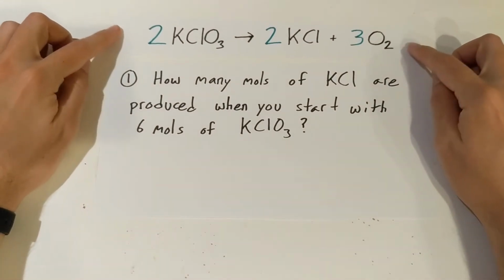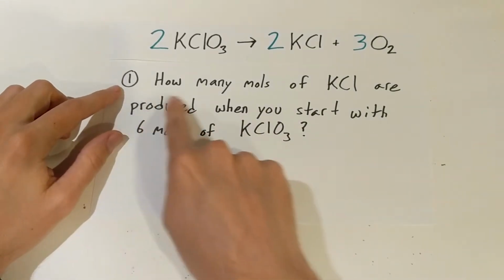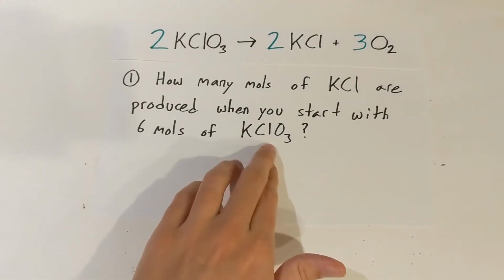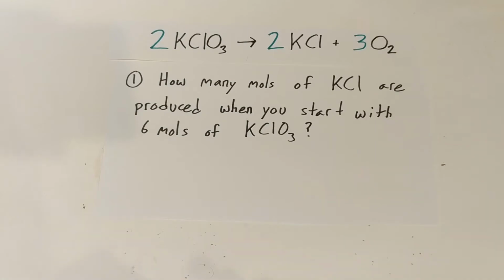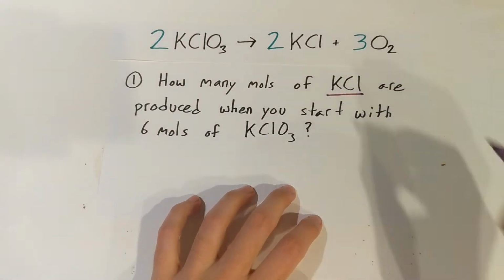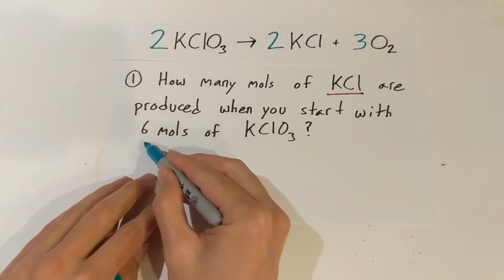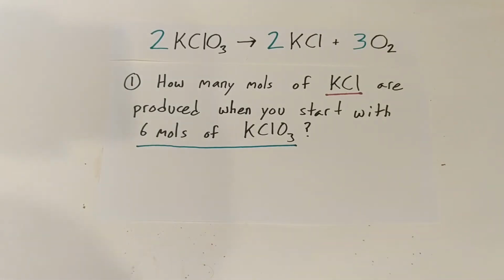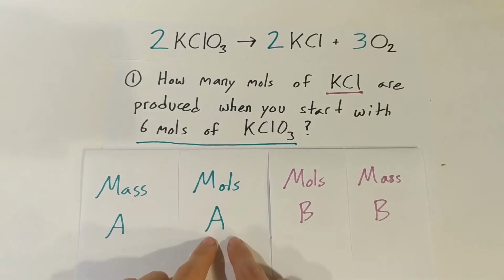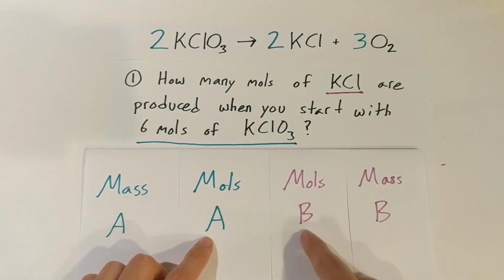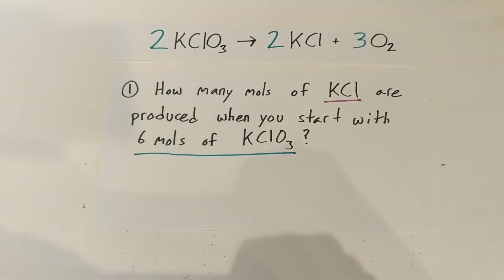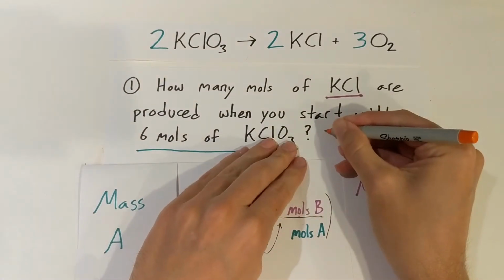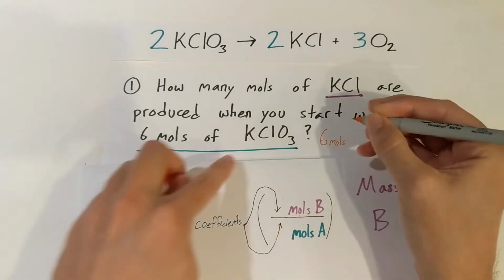So in question number 1, we have our balanced equation right up here. And our question is, how many moles of KCl are produced when you start with 6 moles of KClO3? So we're trying to get KCl, and we are starting with 6 moles of KClO3. If we were using this, we're going from moles A to moles B. So this is what we would be plugging everything into. We would start with 6 moles of KClO3.